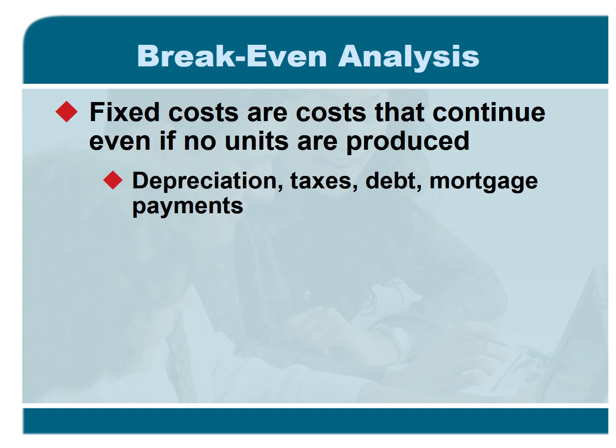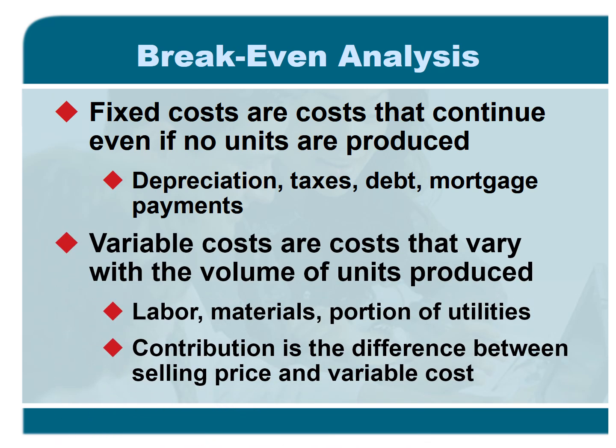Fixed costs are costs that continue even if no units are produced. For instance, taxes, overhead, depreciation, debt, any mortgage payments or lease payments. Variable costs are costs that vary with the volume of the units produced, like labor, material, and utilities that are dedicated to this production. Contribution is the difference between the selling price and the variable cost.